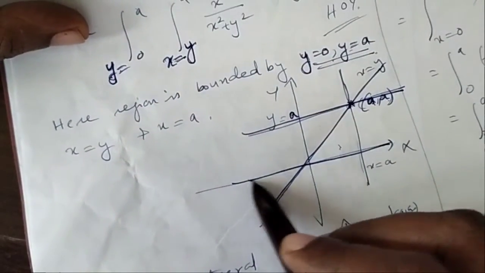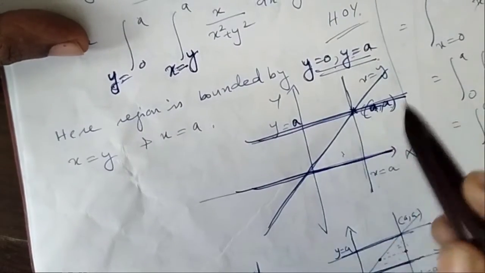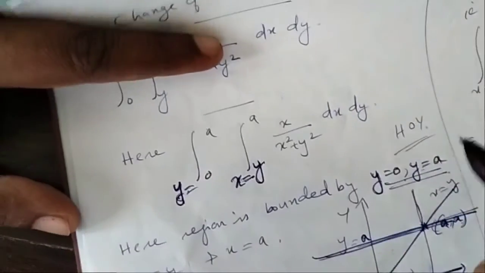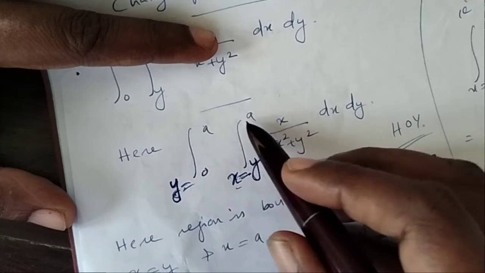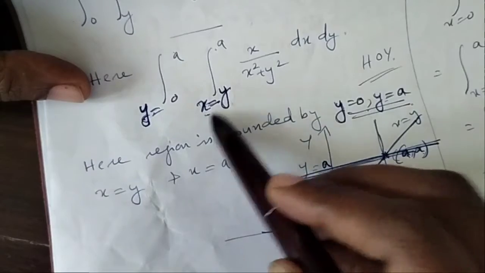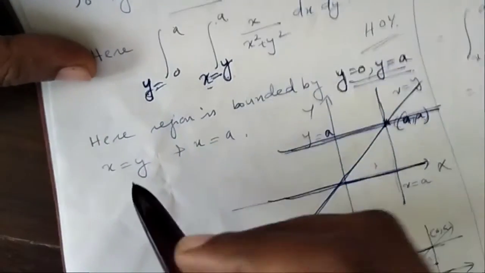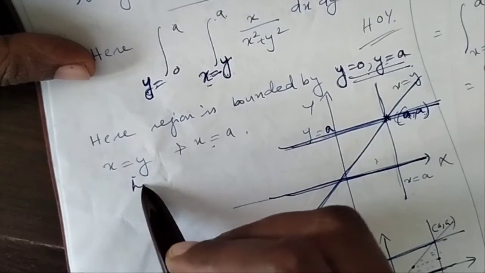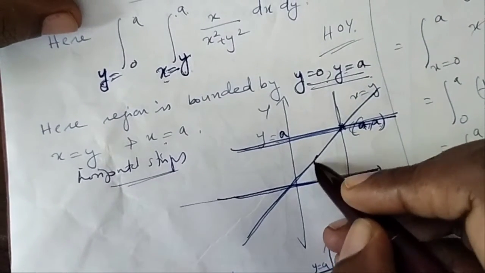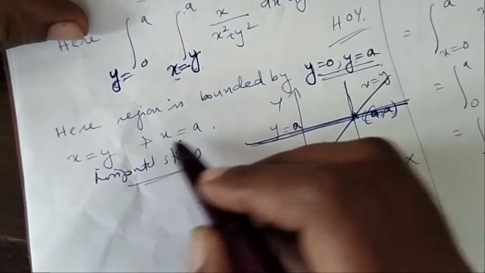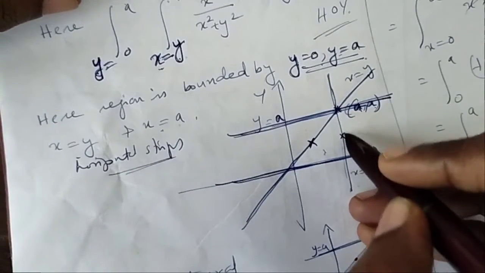So horizontally, these are the extreme lines. Then which are the horizontal strips? The endpoints of the horizontal strips are x is equal to y and x is equal to a. These are the endpoints of the horizontal strips. Okay, so where is x is equal to y? This is x is equal to y. Where is x is equal to a? This is x is equal to a.